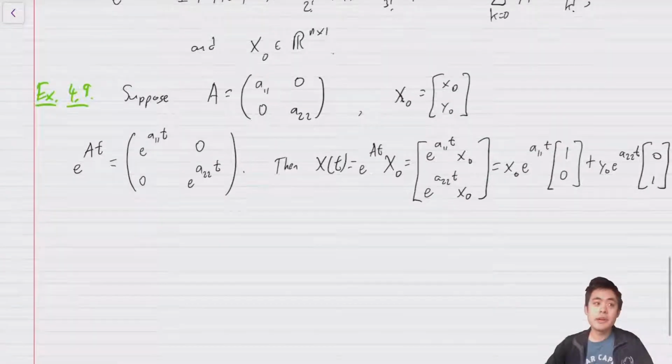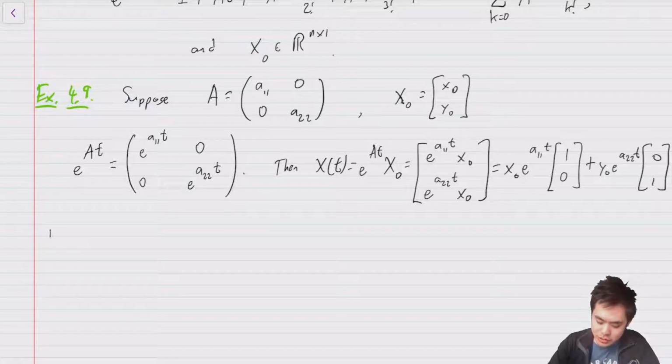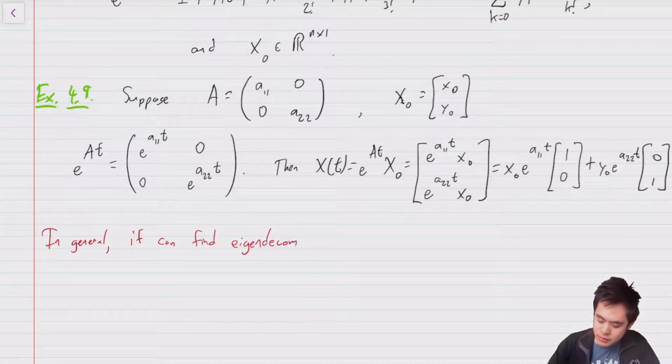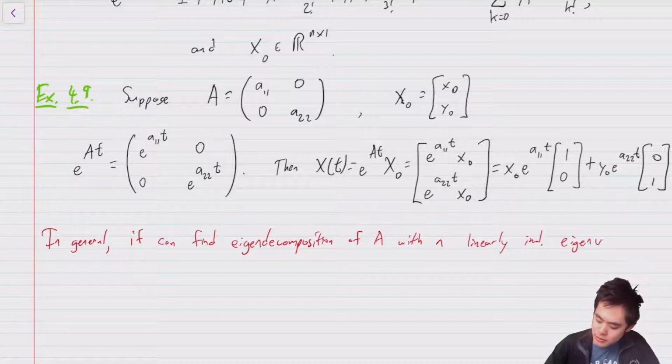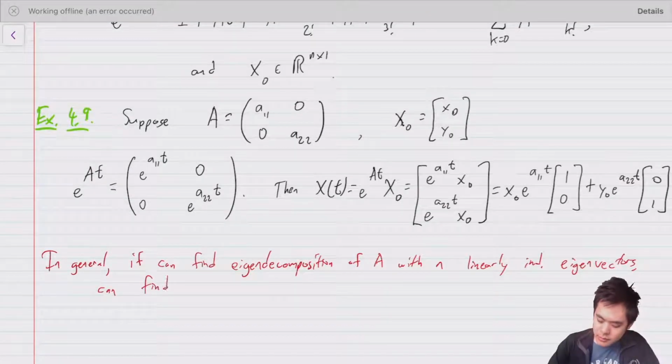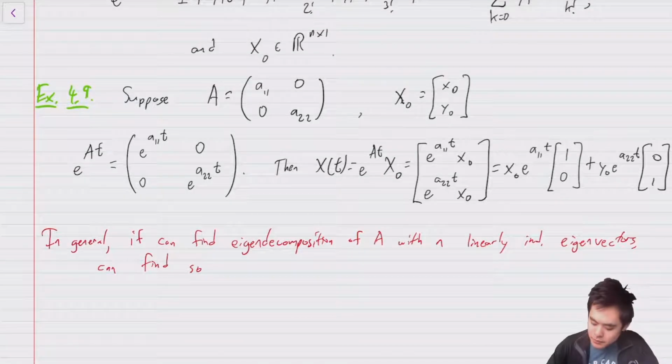And in general, if you can find an eigendecomposition of A with n linearly independent eigenvectors, you can find solutions to the ODE.